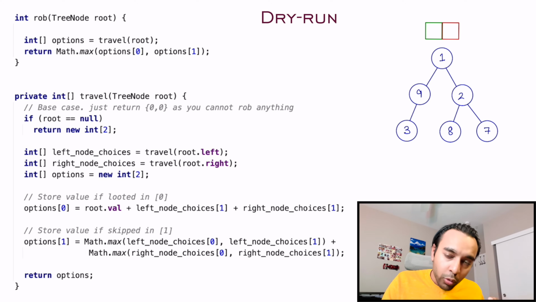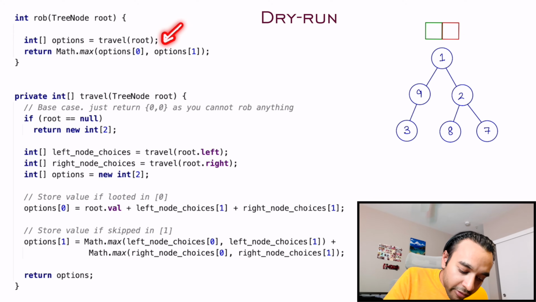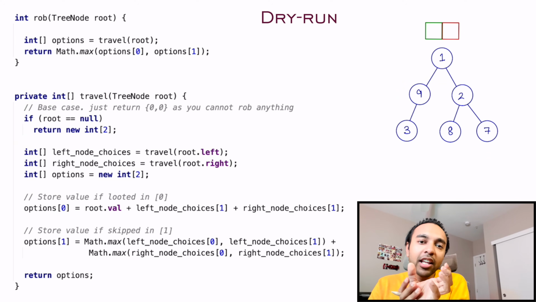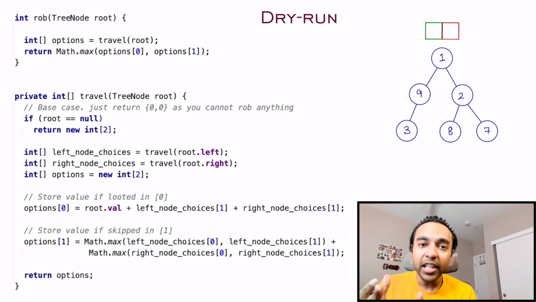So what you need to do now? You need to travel through your entire tree to fill up all of these values, right? And this will give you your two options. So let us proceed with that.